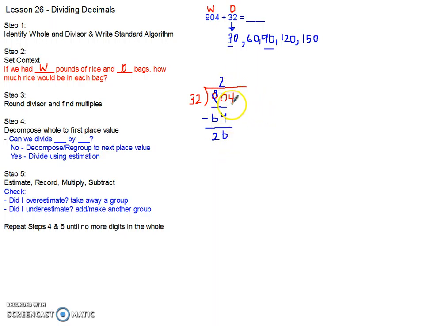This was tens, and I'm going to drop down my 4, and I'm going to estimate and divide to the ones place. So I have 264 ones. So I'm going to ask myself, about how many times can 32 go into 264 ones? My estimate here, I only went up to 5, so I know that it's going to be more than 5.